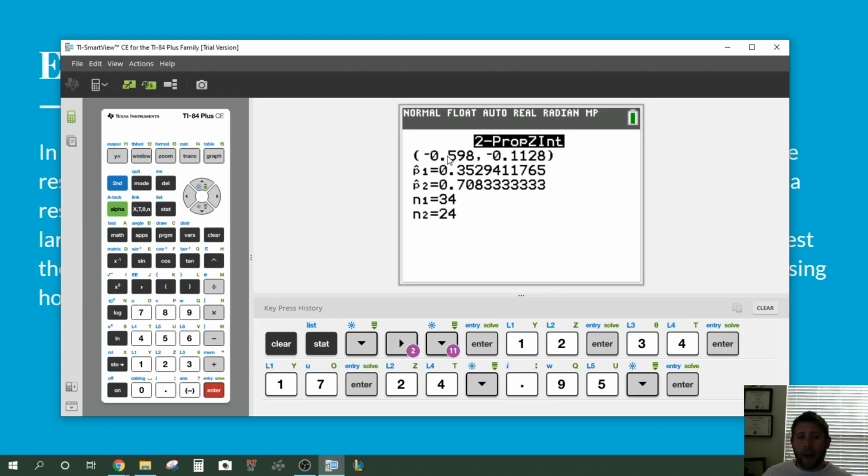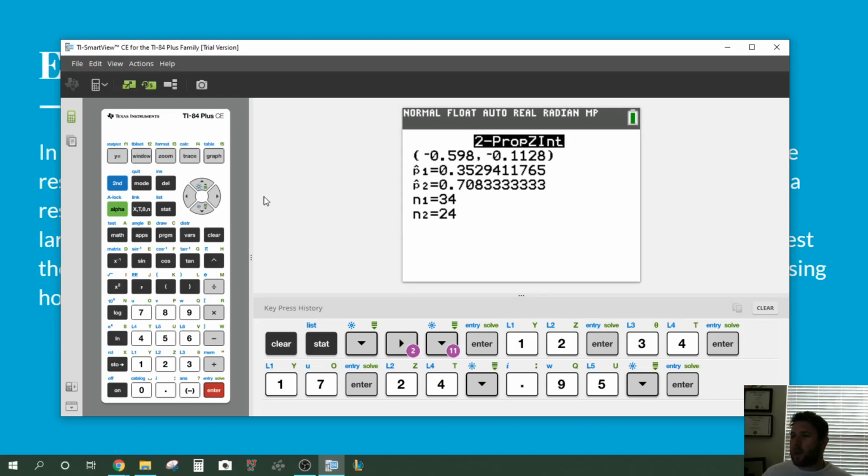We are 95% confident that the difference between the vaccination rate between small and large nursing homes is between, well, we can do a pause. Let's go 0.11 and 0.598. Or if you want to do it in a percentage form, you could say 11.3% and 59.8%. Your choice. It doesn't matter.